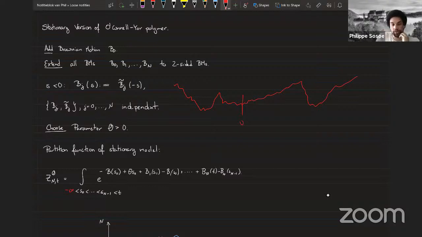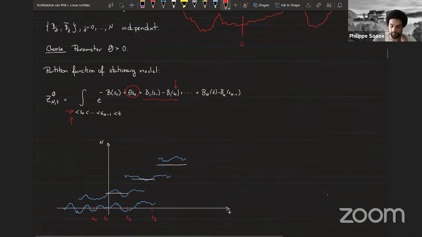And now we modify the partition function that we had before in the following way. We have a partition function that's very similar to what we had before, where at each level we sum over increments of the Brownian motion, except that the 0 that we had before is replaced by an additional jump time s0. Also, the integrals now extend to minus infinity, and this parameter theta appears linearly in front of s0, the time of the first jump.